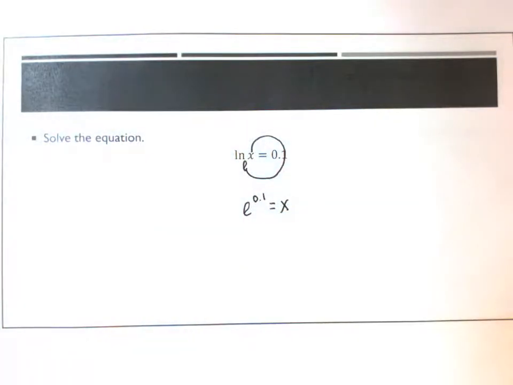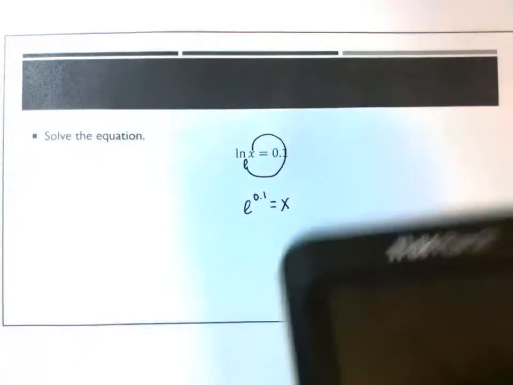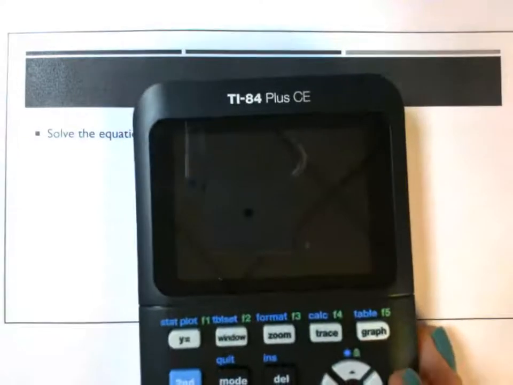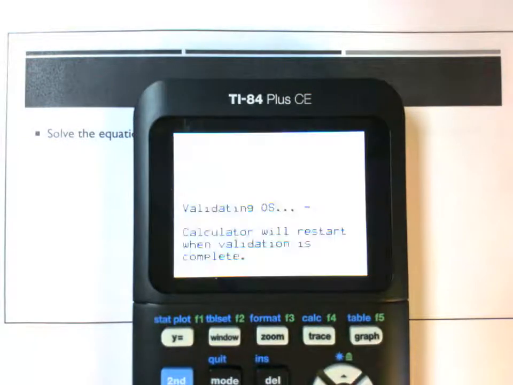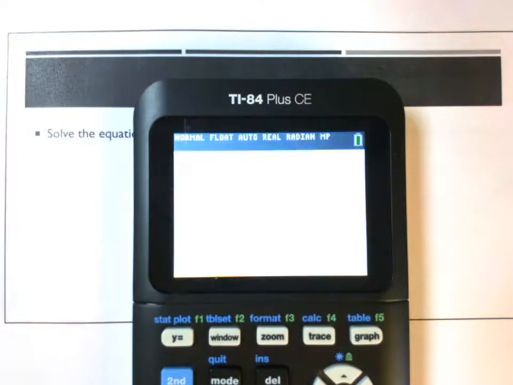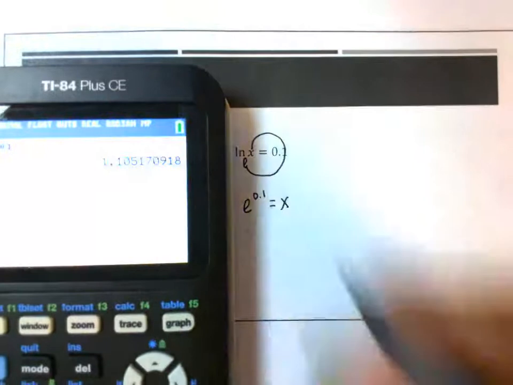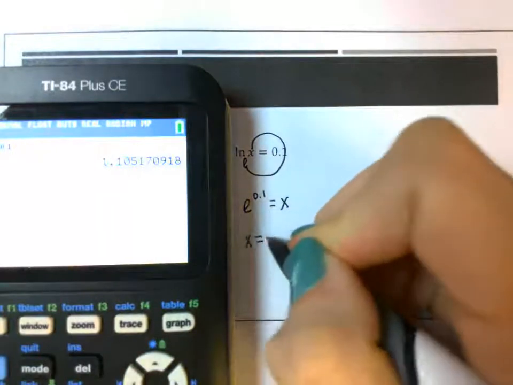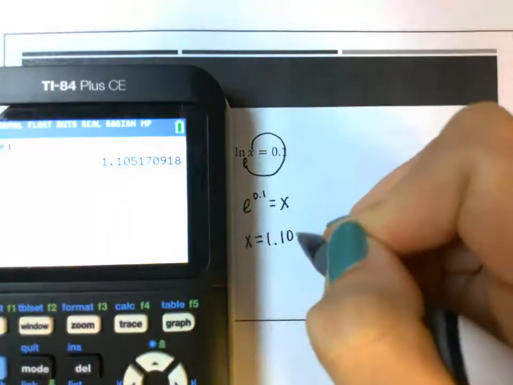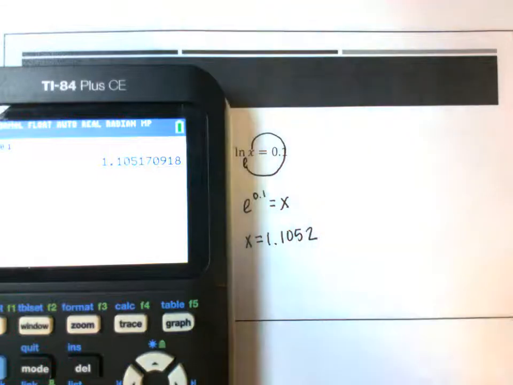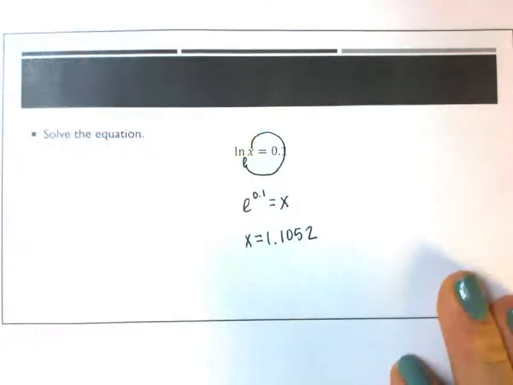I'm going to get out my handy dandy calculator. I'm going to do some evaluating here. Second e to the 0.1, enter, I get this answer. So I'm going to put x equals 1.1052. And remember, we like rounding to 4 decimal places. So that would be the whole problem.